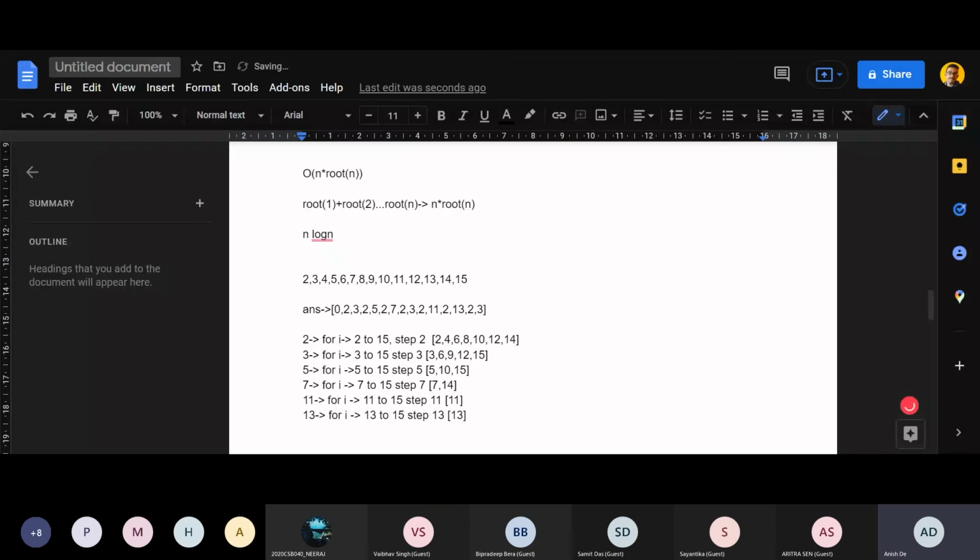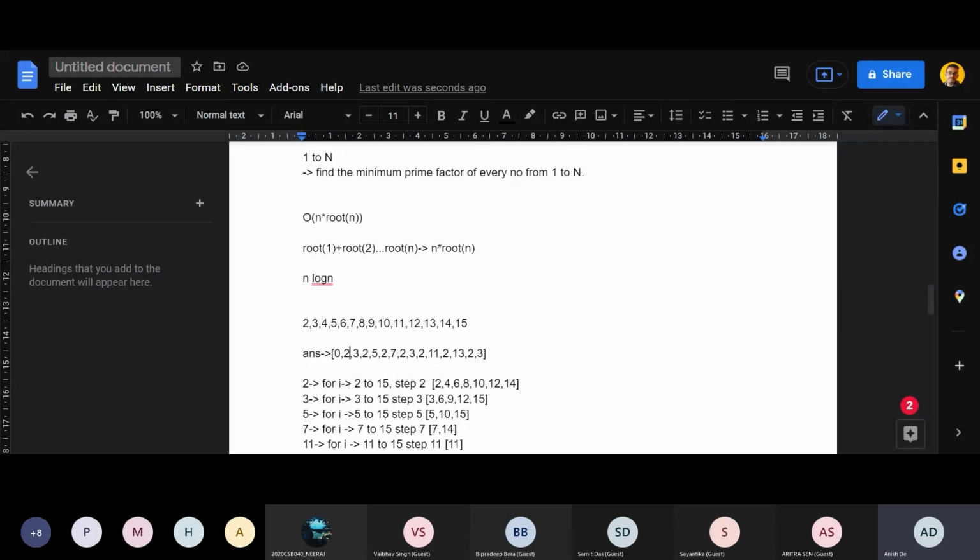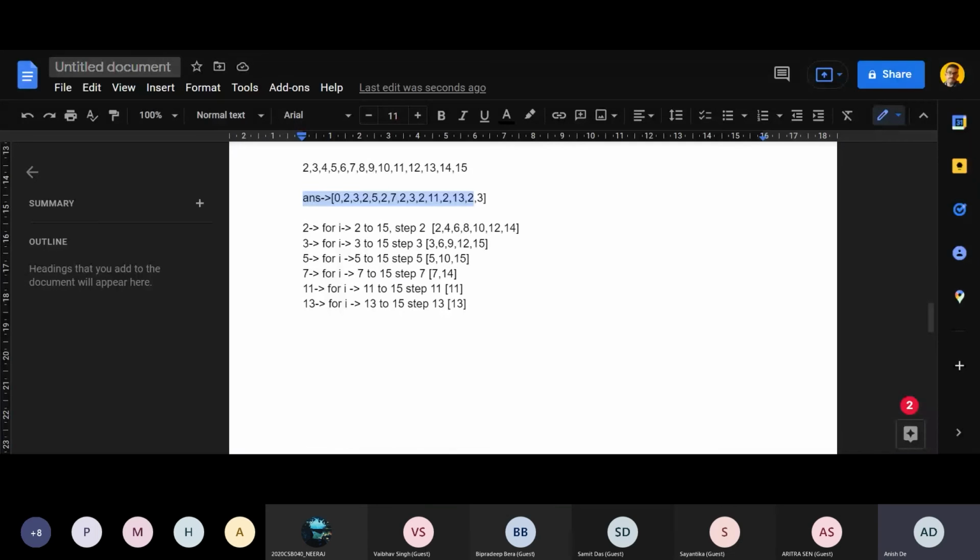So we are done. We have all the minimum prime factors for every number from 1 to n. So the smallest prime factor of 2 is 2. For 3 it's 3. For 4 it's 2. For 5 it's 5. For 6 the smallest prime factor is 2. For 7 it's 7. 8 has 2. 9 has 3. 10 has 2. 11 has 11, 12 has 2, 13 has 13, 14 has 2, and 15 has 3. So we have got the array. So this is the answer array.